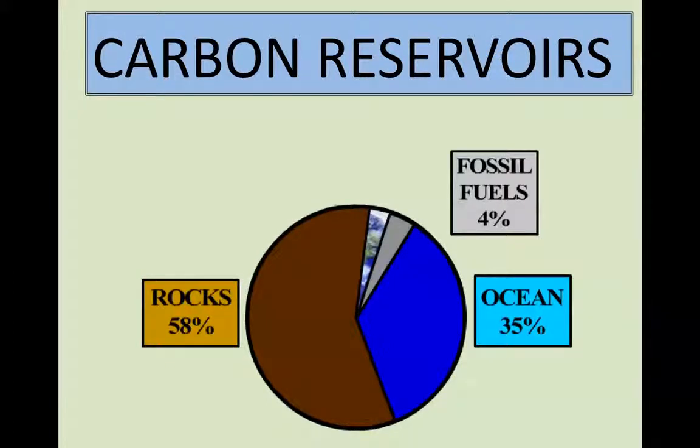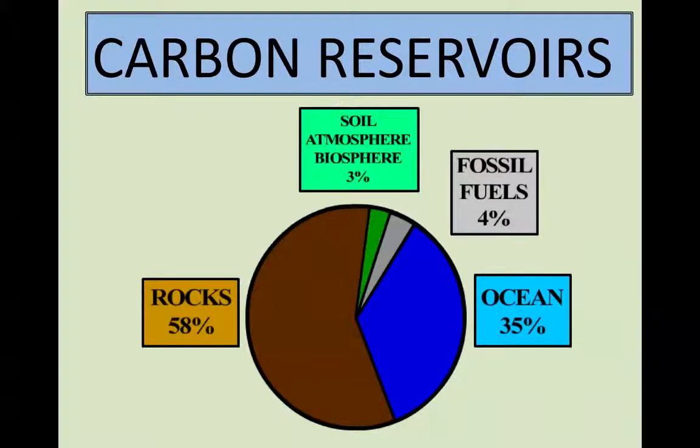4% of Earth's carbon is found in fossil fuels. This includes coal, oil, and gasoline. Only 3% is left for everything else. There is carbon in the soil, and carbon in the air, and carbon inside plants and animals. The carbon in this last category is considered a short-term reservoir because carbon does not tend to stay in this form for very long.